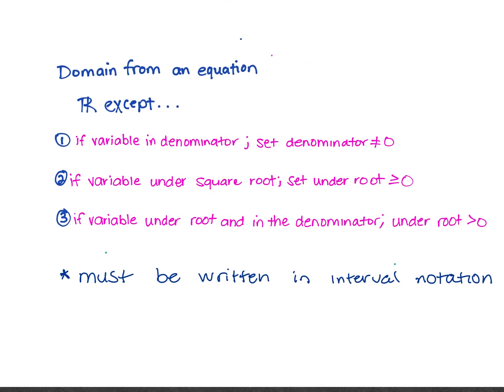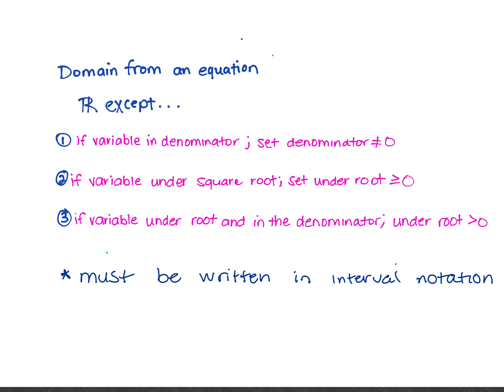All right, then we got into domain, and domain from an equation. So domain algebraically, not from a graph, is all real numbers. That's what this means, all real numbers, or negative infinity to positive infinity. Except those three cases. If the variable is in the denominator, in that case I set the denominator not equal to 0. If the variable is under a square root, in that case I set whatever's under the root greater than or equal to 0. Or if there's a square root in the denominator, then I set that greater than 0 because now it can't equal 0.